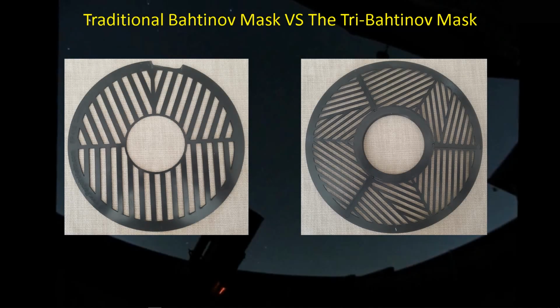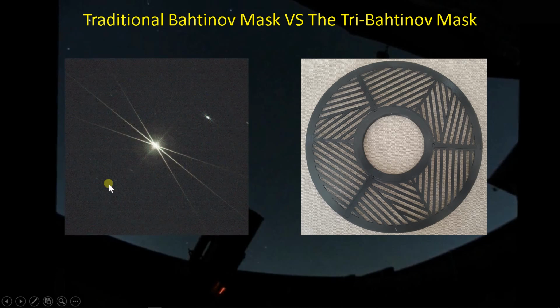You've all seen a Bahtinov mask, so this isn't anything earth-shattering here. The traditional Bahtinov mask has lines going one way and two other sets of lines that come in at an angle, and that produces that familiar diffraction pattern that we see when we use the Bahtinov mask. Now, in a Tri-Bahtinov mask, you've got the entire circular area divided up into three sections, three Bahtinov masks. For example, this section over here has the straight lines here and then the two angled lines coming in.